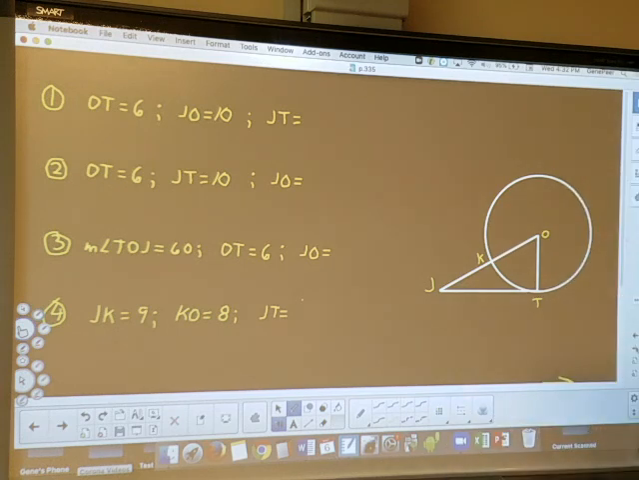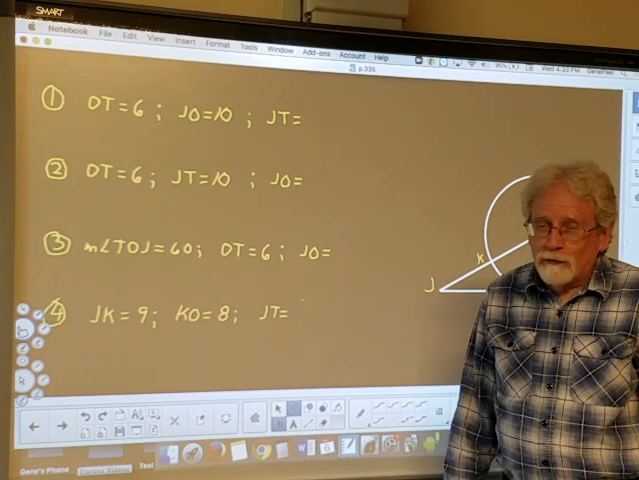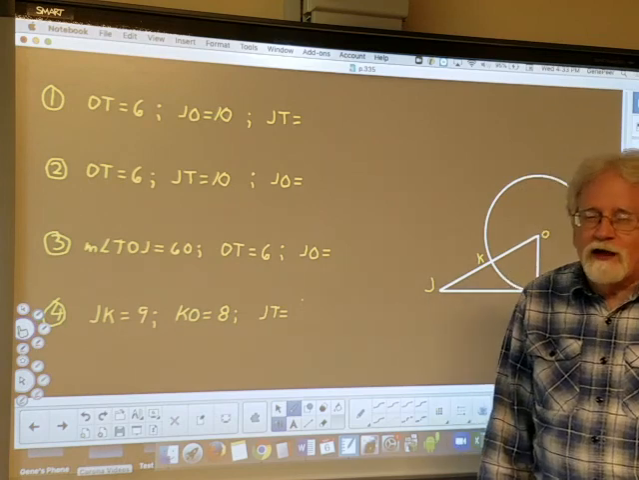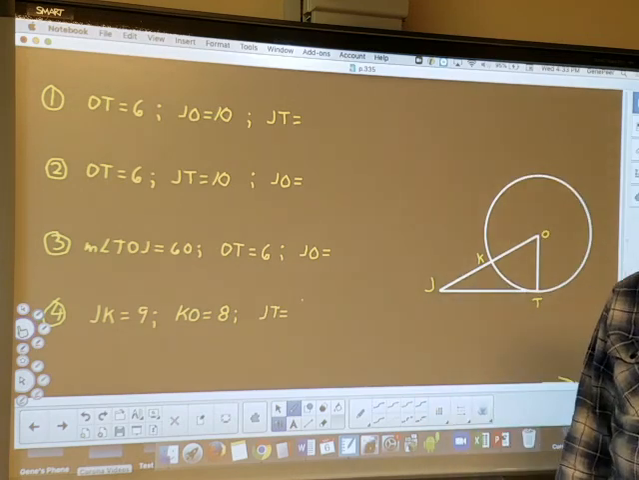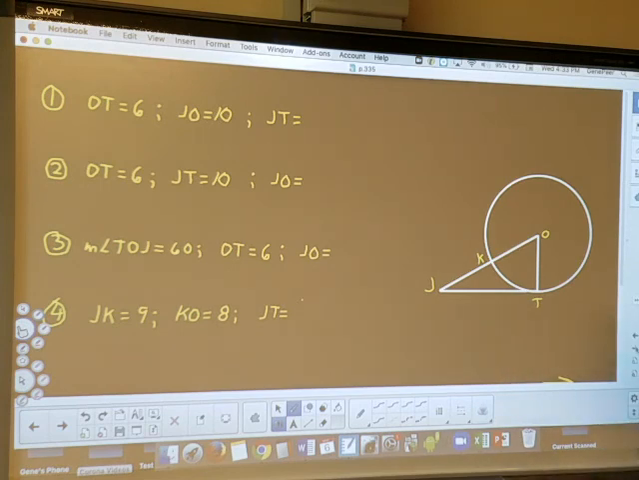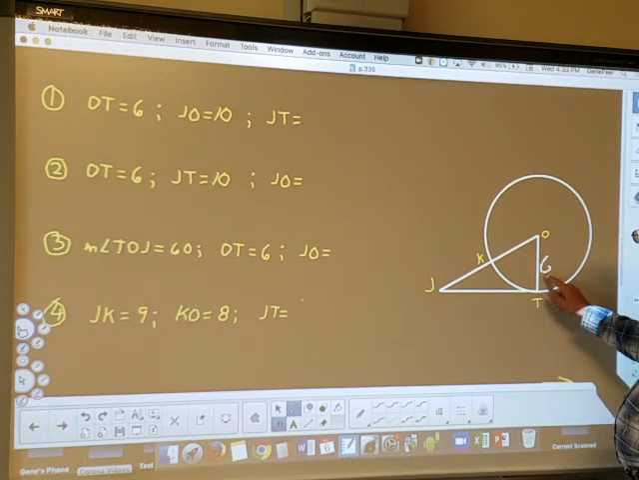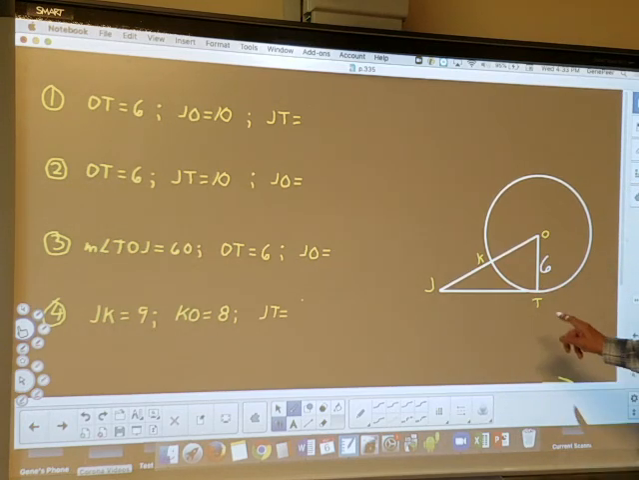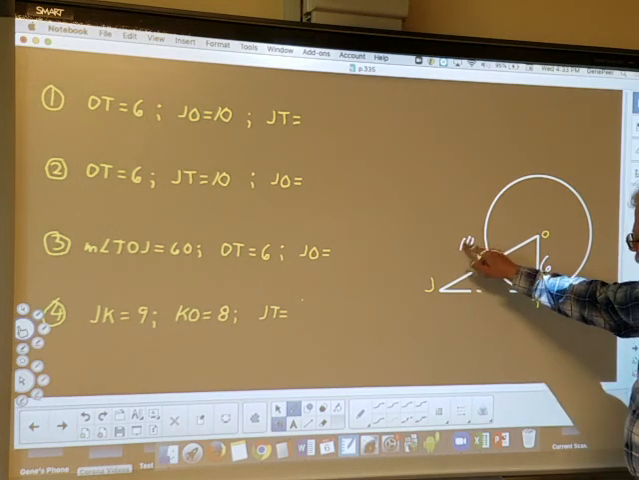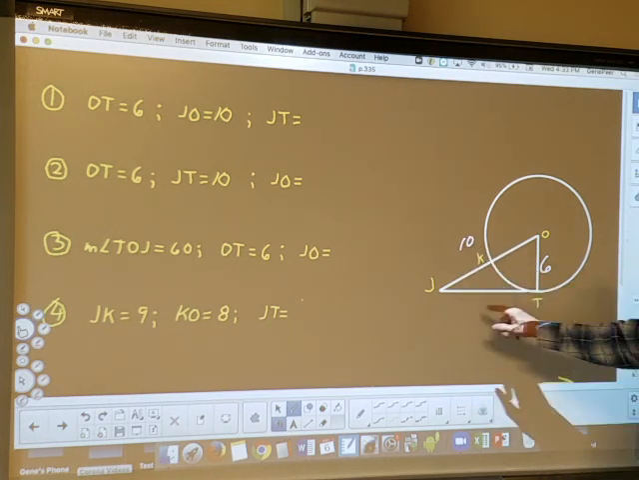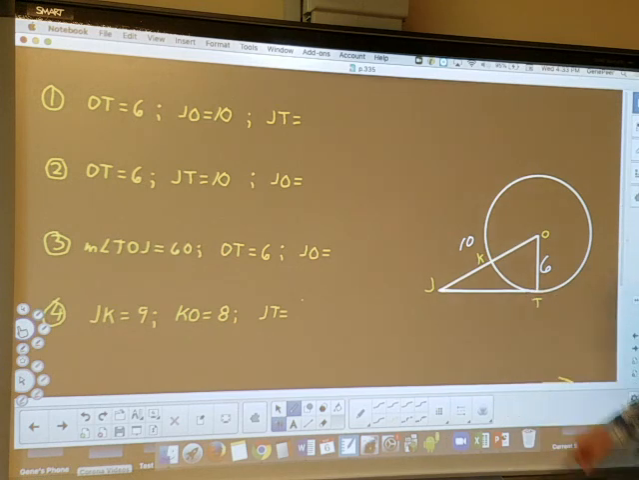Number 1. I trust some of you remember Mrs. Rohr from your past. I'm sure some of you had her as your 5th grade teacher long ago in what feels like a galaxy far away by now. Number 1. We are told that OT is 6. We're told that JO is 10. The whole thing here is 10. That's interesting. We're looking for the measure of JT.